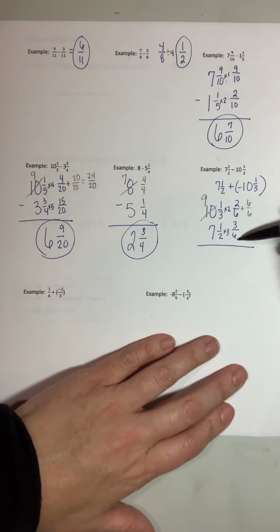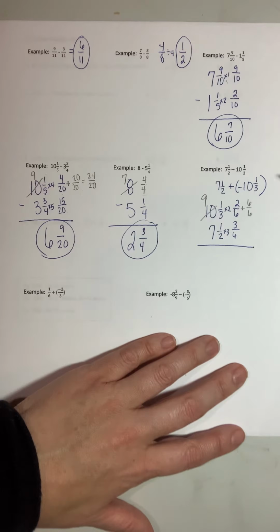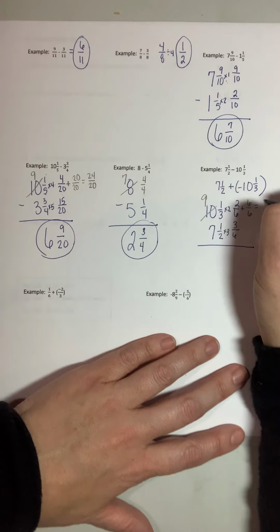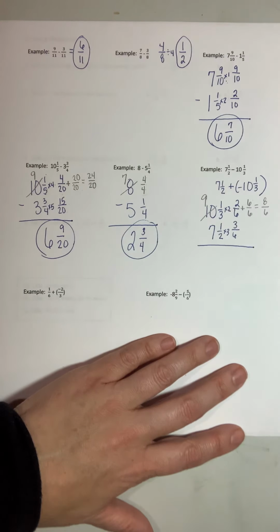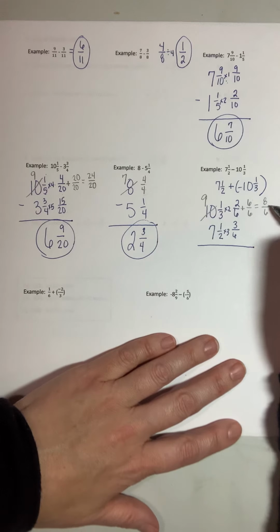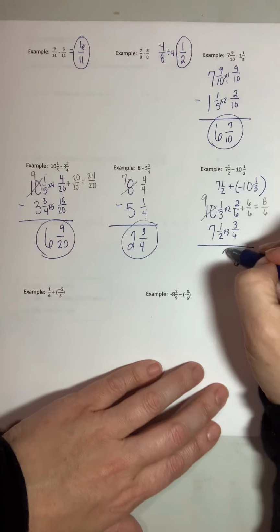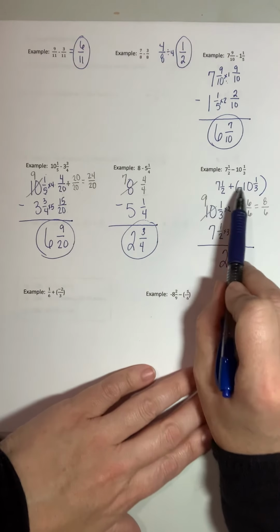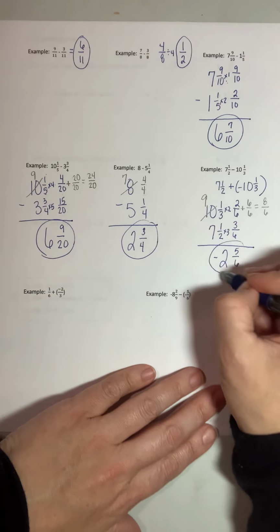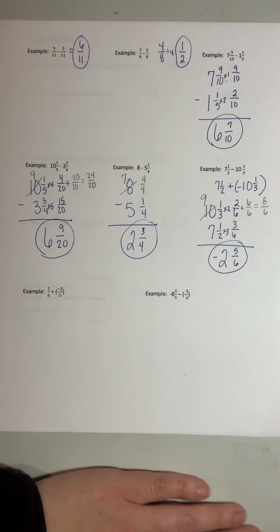Because if these are already 6's, keep the same denominator, top number matches. 6 divided by 6 is 1 whole, which is what we borrowed. So these two together is 8/6. Because you had 2/6, we're borrowing 6/6, now I have 8/6. Leave it improper, we need it for subtraction. 8 minus 3 is 5, keep the 6, and 9 minus 7 is 2. And if you go back up here, 10 was bigger, it's negative, so it's a -2 and 5/6.